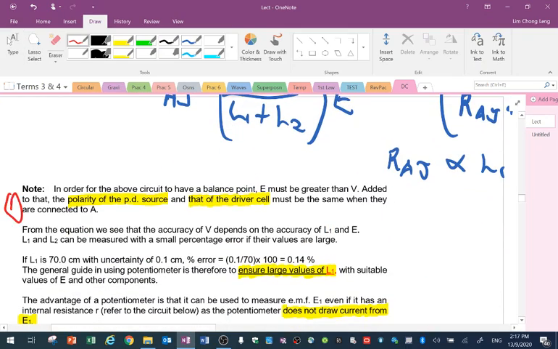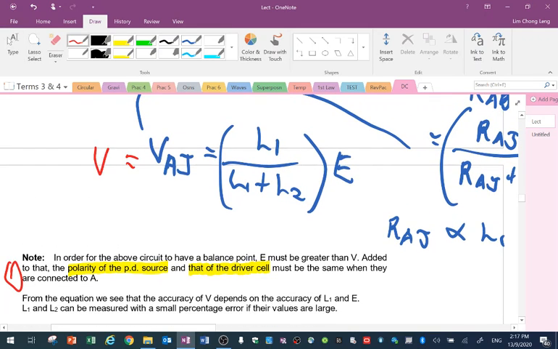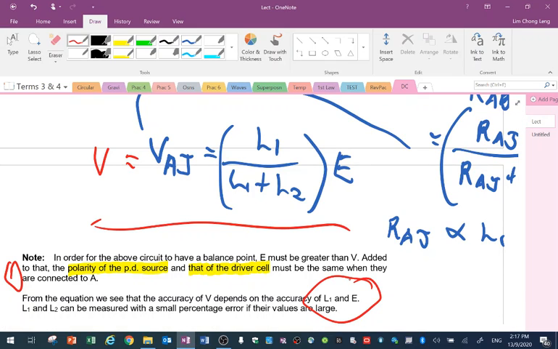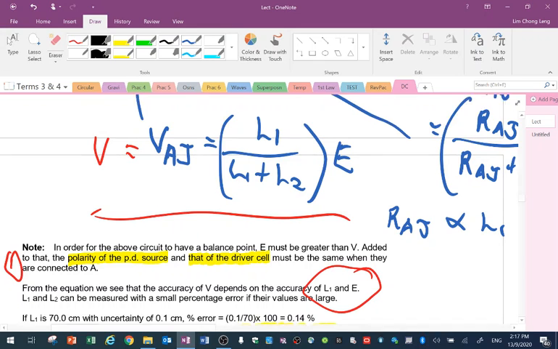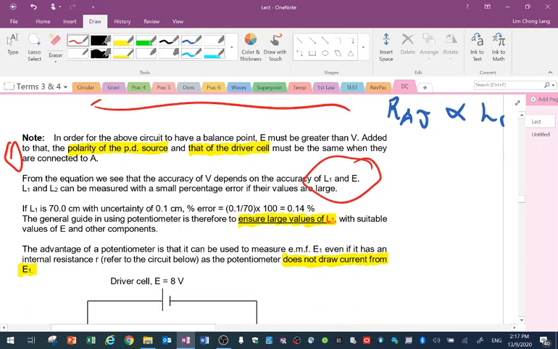The second point is when you calculate V using this formula, the main error actually lies in L1 and E, right? But fortunately, the error in E is very small. Error in E is small because the EMF is quite stable. So the error in the calculation of V comes mainly from L1. Later in the lecture, I will illustrate to you how to make L1 as large as possible. Remember, L1 is the balance length.